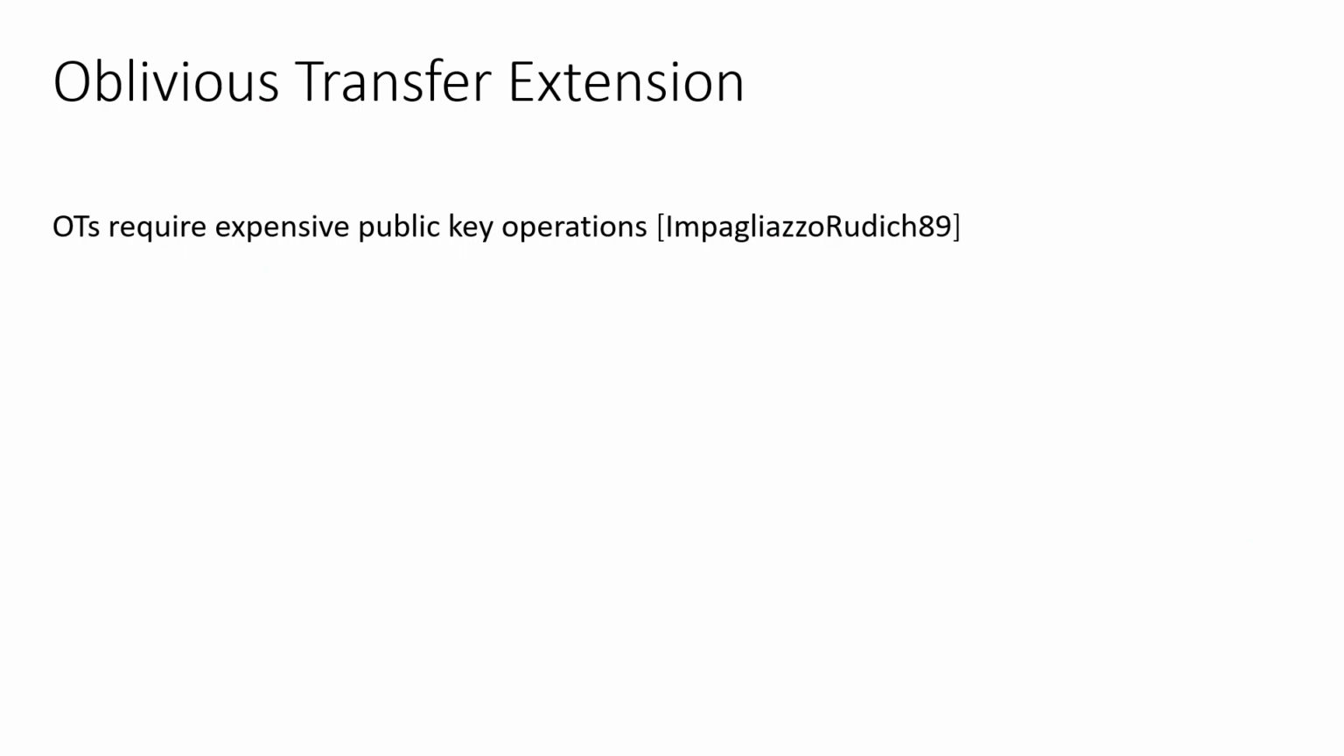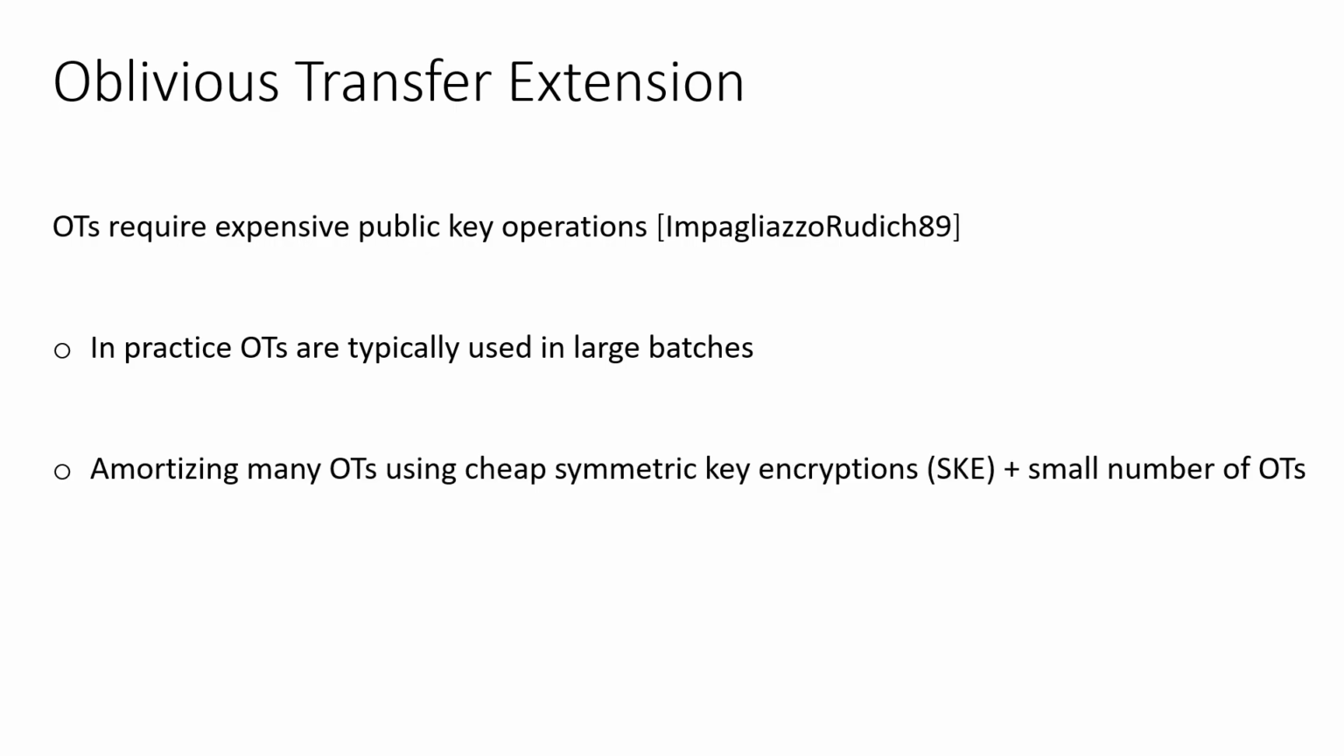By a result of Impagliazzo and Rudich, we know that we cannot construct oblivious transfer in a black box way from one-way functions, which means that OTs require expensive public key operations. And given that in practice, OTs are typically used in large batches, like one OT per input bit or one OT per AND gate in the circuit, we need them to be efficient. And this brings us to the idea of Oblivious Transfer extension introduced by Beaver in '96, where we can amortize many OTs using only symmetric key operations, which are cheap, and only a small number of OTs that are called base OTs.